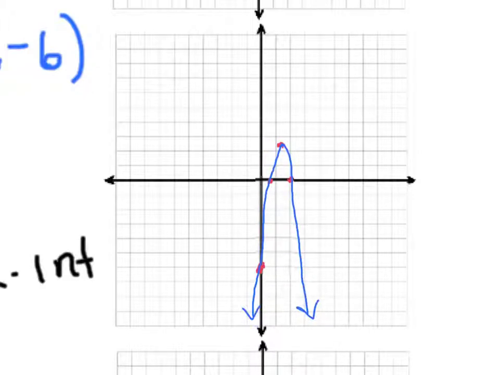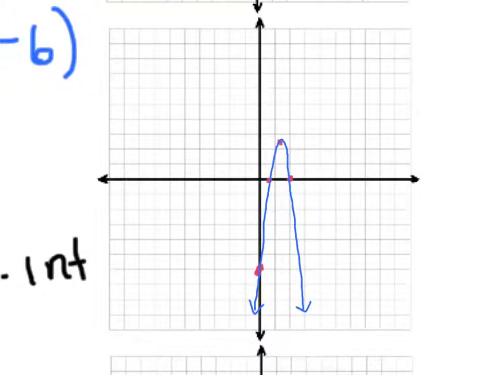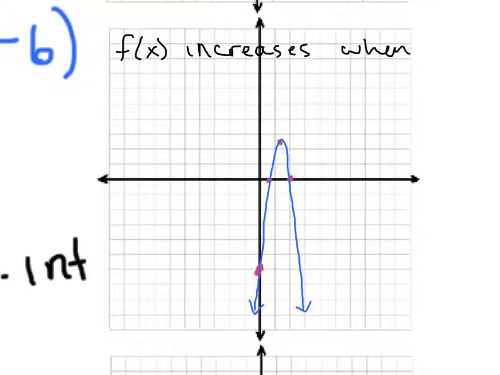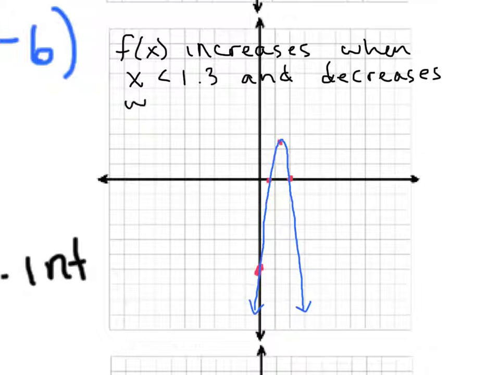And I think I'll try again. So this graph's a little bit better. We can see that we have our graph that is at first increasing. So f of x increases when x is less than that maximum, so our maximum is at x equals 1.3, and decreases when x is greater than 1.3.